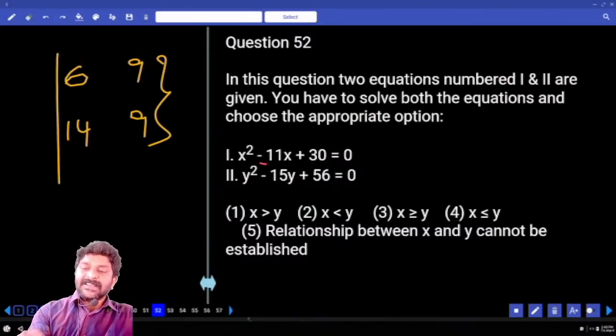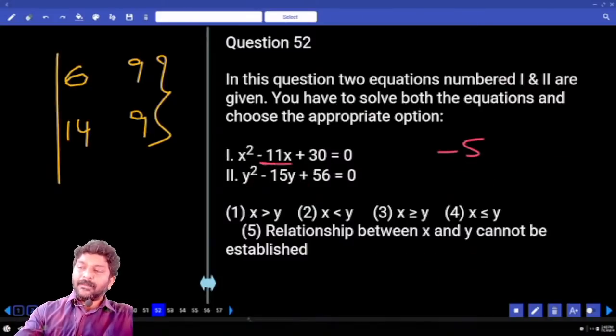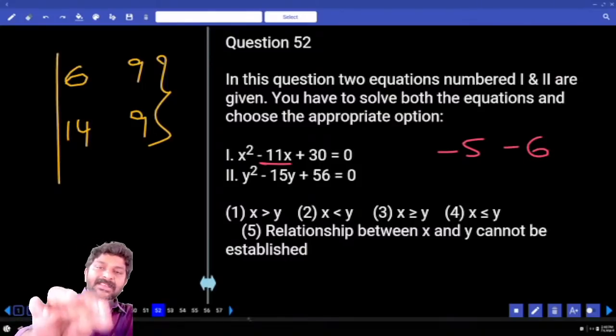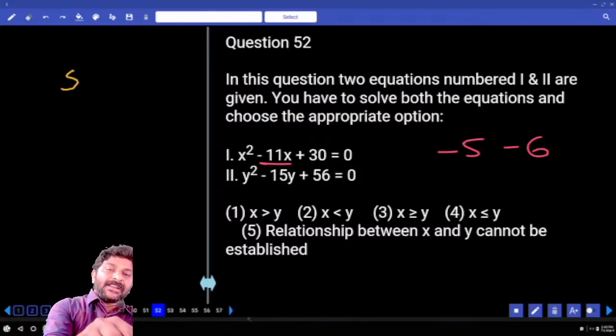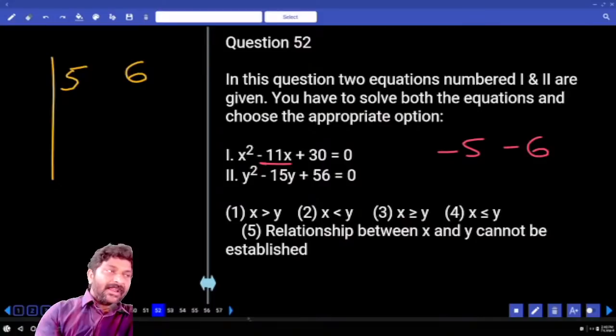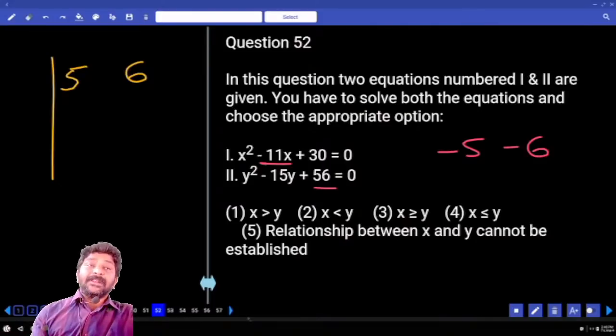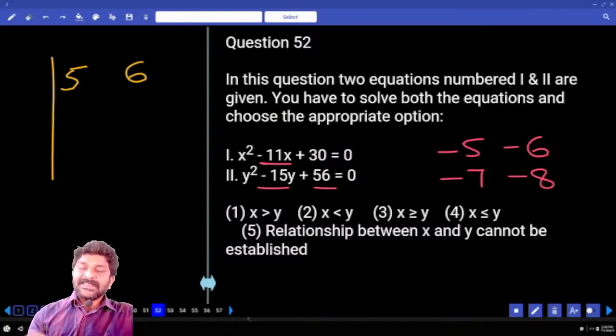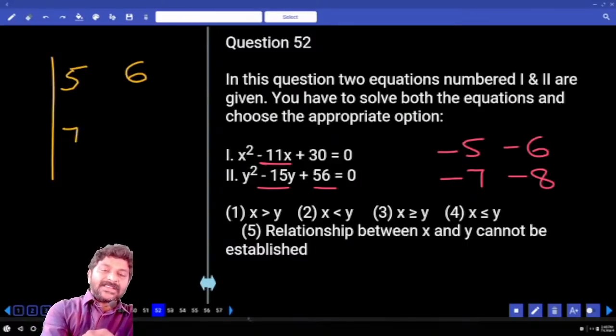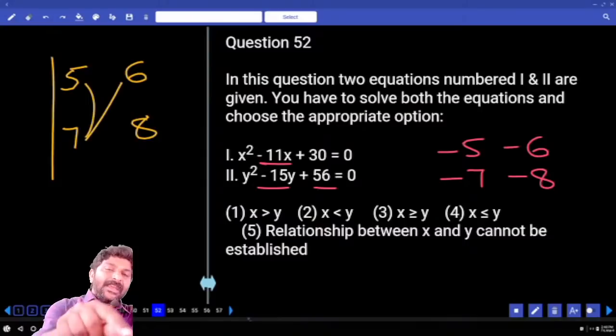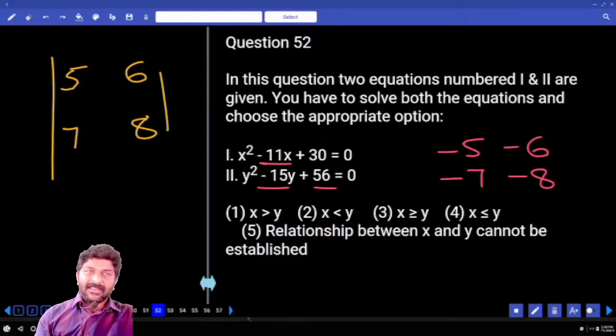Product is 30, sum must be minus 11. So the combination is minus 6 minus 5. Factors are plus 6 plus 5. Correct? Product must be 56. Sum must be minus 15. Combination minus 7 minus 8. Factors are plus 7 plus 8. x less than y, x less than y, x less than y, x less than y. x is less than y. Second option. Over.